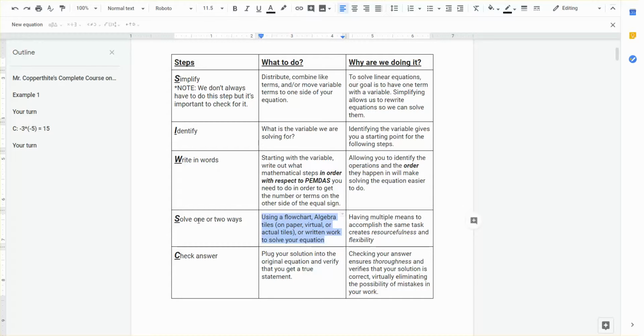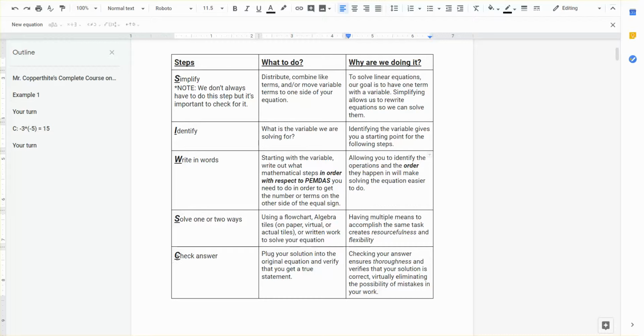Now, this course is going to identify 3 different ways that we could solve an equation. We would usually solve it one way, but it's a good idea to sometimes solve it 2 ways to make sure you are comfortable getting the same answer, and to get yourself used to solving it in different ways. Our options in this series are going to be a flowchart, using algebra tiles, although that will be the least commonly used one, especially for the later levels, and also written work, a traditional method to solve our equation. Knowing multiple ways to do it creates resourcefulness and flexibility, and understanding the same concept in different ways increases your ability to master that task.